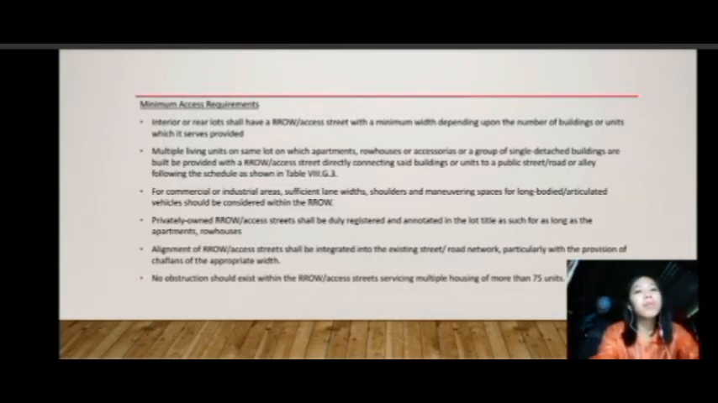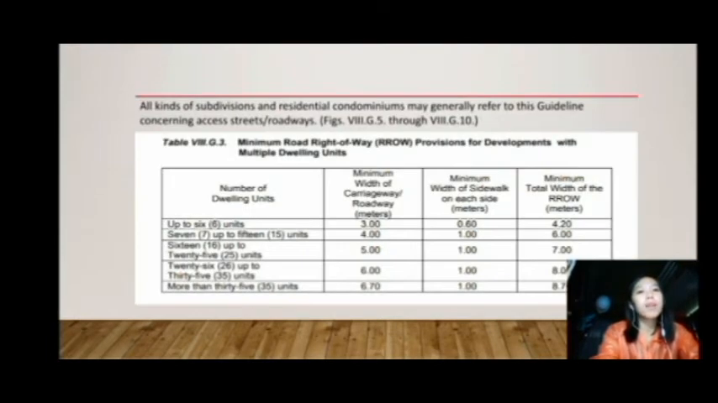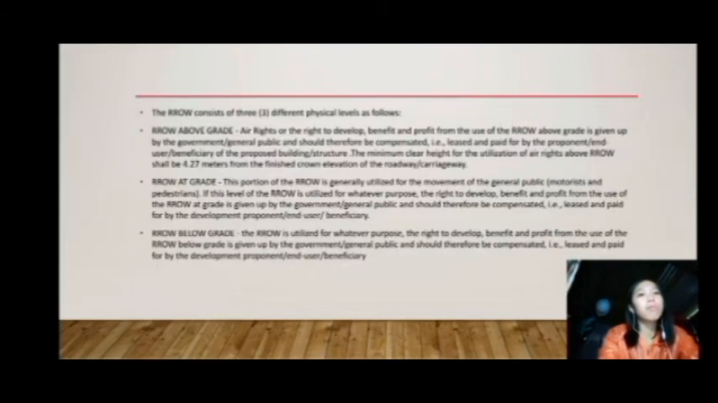Alignment of RROW streets shall be integrated into the existing street network, particularly with the provision of lanes of the appropriate width. And no obstruction should exist within the RROW streets servicing multiple housing of more than 75 units. All kinds of subdivisions and residential condominiums may generally refer to this guideline, the table shown below: number of dwelling units, minimum width of carriageway or roadway in meters, minimum width of sidewalks on each side, minimum total width of the RROW.